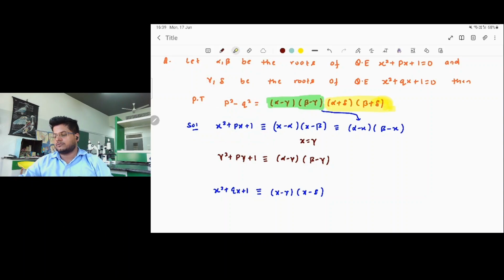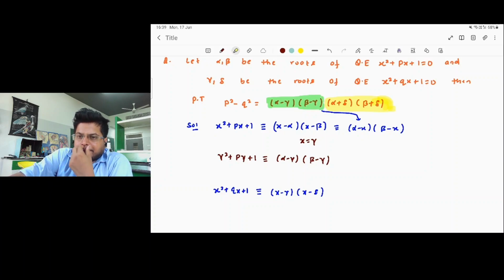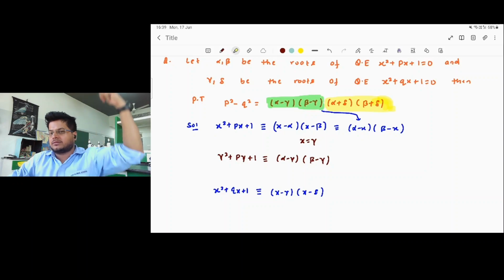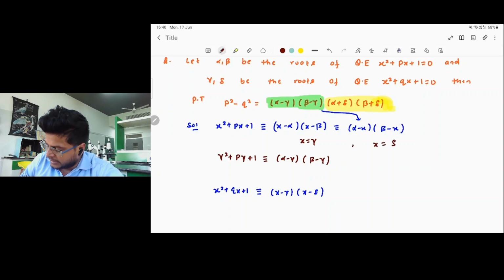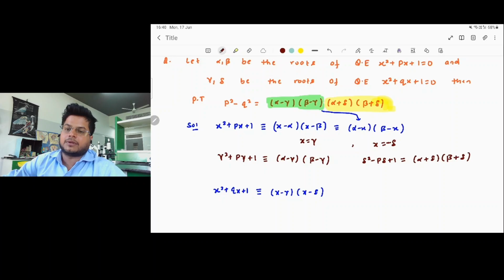now what value of x shall we substitute so that we can generate alpha plus delta and beta plus delta? Think. You can see if we substitute x equals minus delta, isn't it? Because you want to make it positive. Try to recall with that 25 minus alpha square, 25 minus beta square. We have done already this part. So if we replace x equals minus delta, what we will get? Delta square minus p delta plus 1 equals alpha plus delta and beta plus delta.